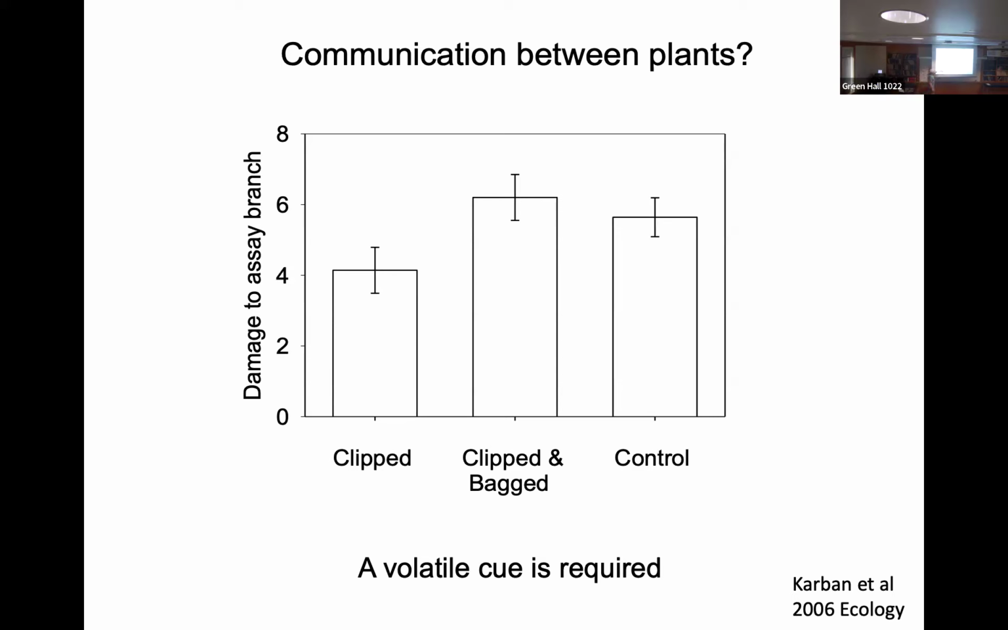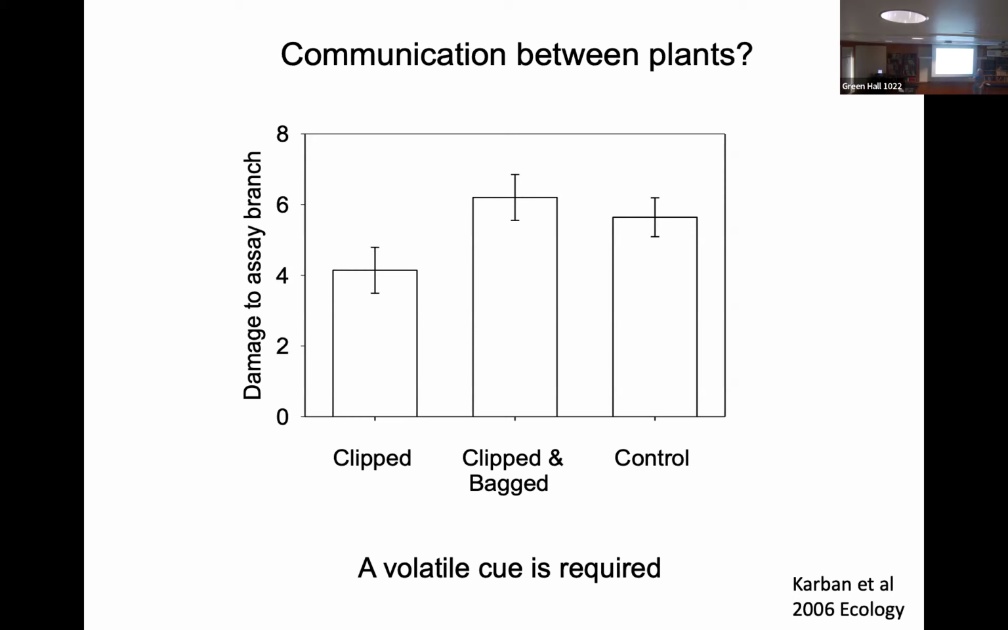What you can see is that the plants that were near to a plant that I experimentally clipped with scissors have fewer damaged leaves than the control. And when we prevented the volatile cues from moving between the experimentally clipped plant and its neighbors, those plants got relatively a lot of damage. So this suggests that there is some kind of volatile communication.